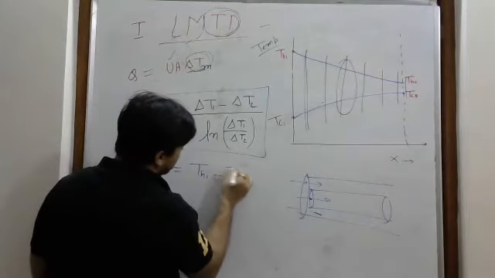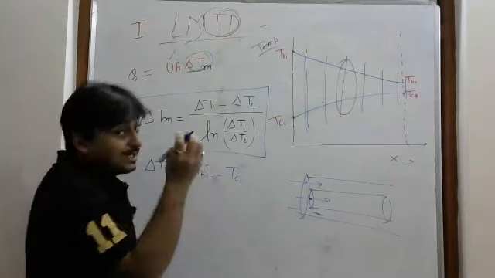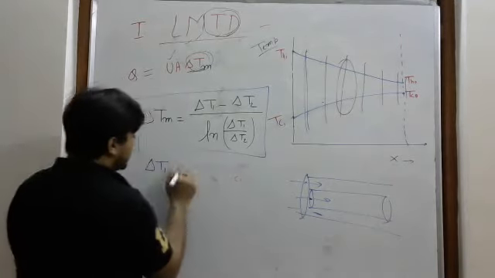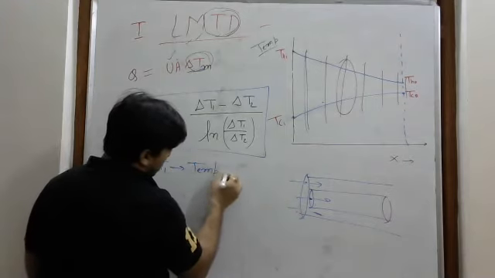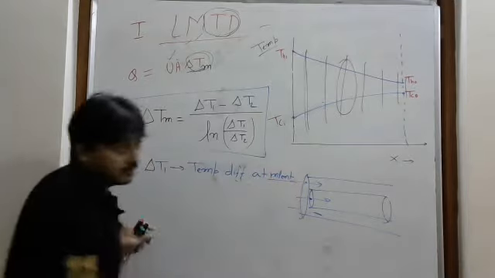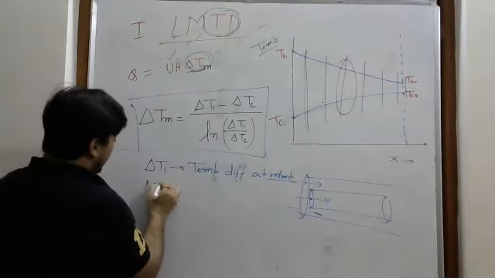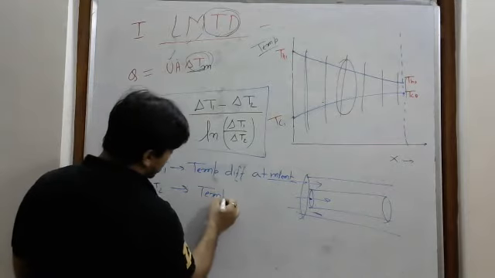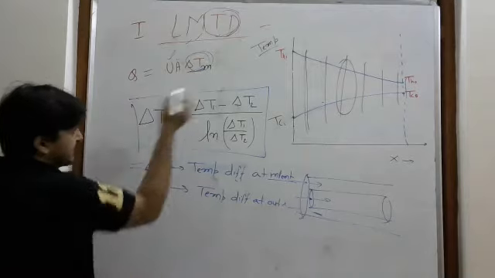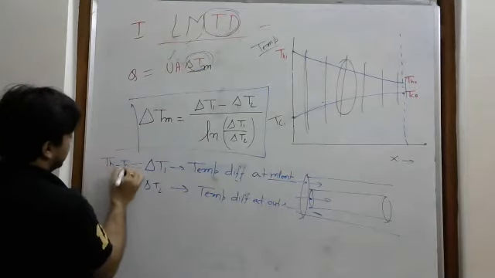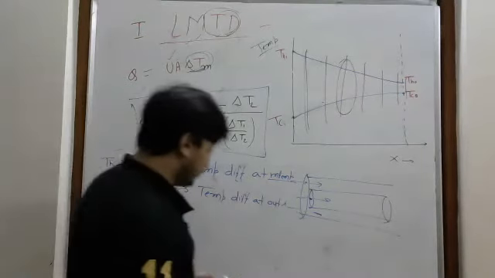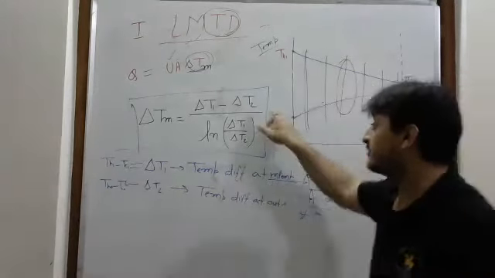Thi minus Tci means the temperature difference at the inlet. It's not always Tci, otherwise you just write temperature difference at inlet. And del T1 is what? Temperature difference at the outlet. So what is the value in this case? In the first case it is Thi minus Tci, and in this case, Tho minus Tco. This is the value.